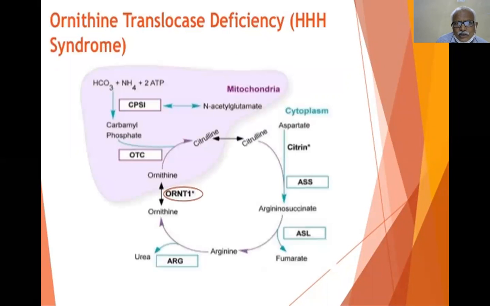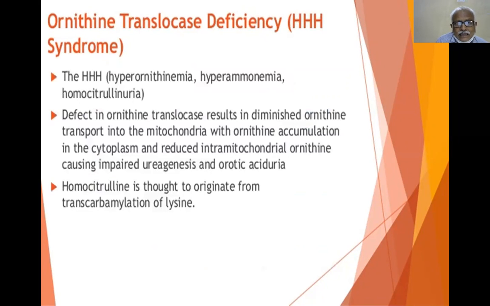So ornithine translocase deficiency, HHH syndrome. I have told you before. So ornithine translocase deficiency, HHH syndrome. The HHH syndrome means hyperornithinemia, hyperammonemia, homocitrullinemia, citrullinuria. So those are the 3 Hs: hyperornithinemia, hyperammonemia, homocitrullinuria.